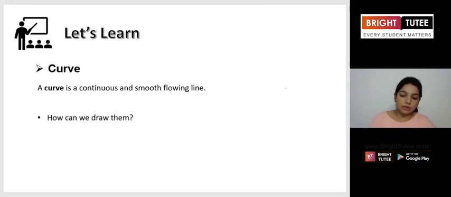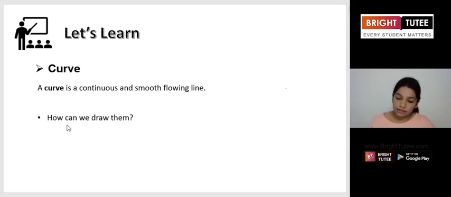Now let's start with curve. Here, let us see how we can define a curve mathematically. A curve is a continuous smooth flowing line. So what does that mean? Say if you have a pen in your hand and you are just sitting idle. Do you start doodling something on paper? What you doodle on the paper, it is an example of curve.